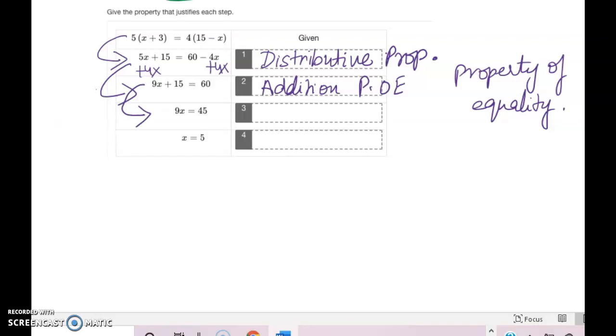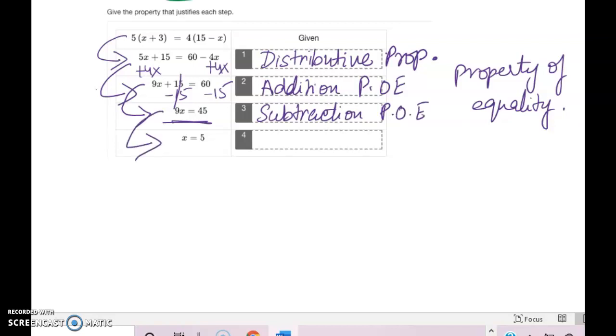Right? Now from 9x plus 15 is equal to 60, we got 9x is equal to 45. How? They got rid of 15 by subtracting 15 both sides. That will give you a zero pair, and you will get 9x is equal to 45 because they are subtracting. So subtraction, POE.